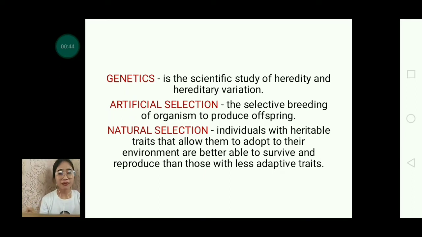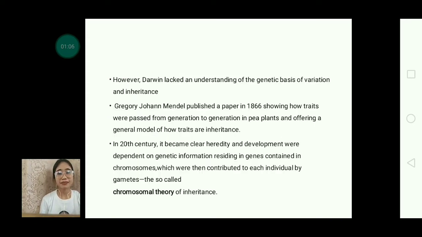together to produce offspring. Natural selection, this theory was proposed by Charles Darwin, and it says here that individuals with heritable traits that allow them to adapt to their environment are better able to survive and reproduce than those with less adaptive traits. However, Darwin lacked an understanding of the genetic basis of variation and inheritance.